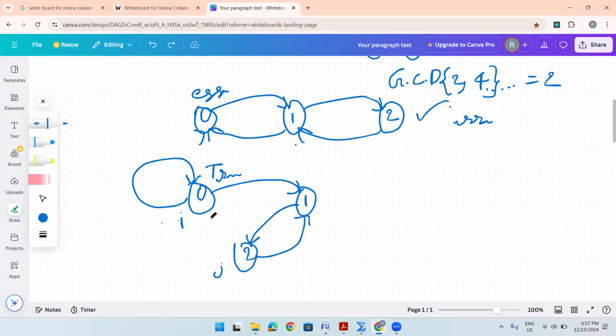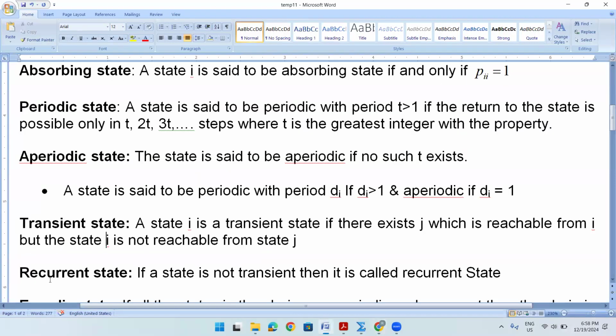So 0 cannot be reached from 2. From 2 we can move to 1, but from 1 we cannot move to 0. So 0 is not reachable from 2. So 0 is called a transient state. That is, we can travel from 0, but we cannot return back. That's a transient state. Got it? We can travel from 0 to outside, but we cannot return back. Then that state is called a transient state. Here, 1 and 2 are not transient. So the states which are not transient are called recurrent states.